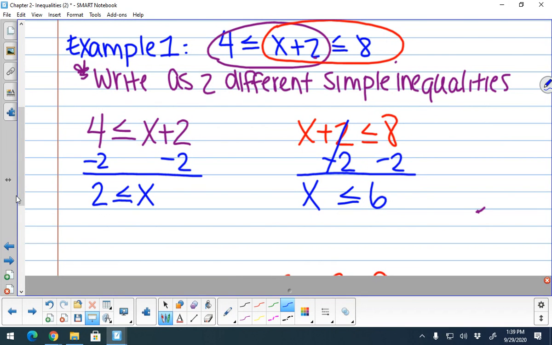So I can take my 2 responses and I can say x is greater than or equal to 2. Notice I just rolled this over. My sign's mouth has to stay open towards the x. And x has to be less than or equal to 6.